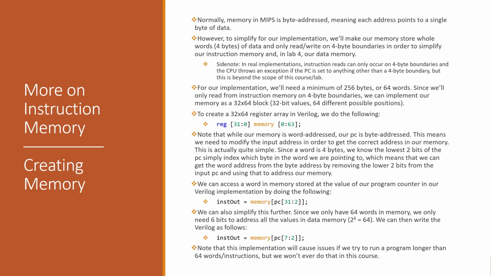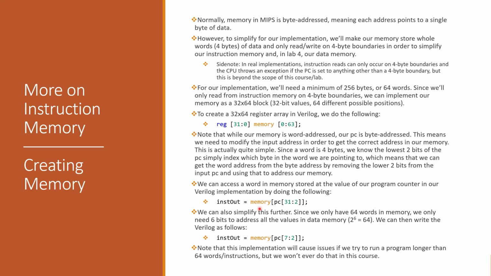All we need to do is take the value of PC and remove the lowest 2 bits from it. We can access a word in memory stored at the value of our program counter in our Verilog implementation by doing the following: instruction out equals memory at PC[31:2]. This here removes the last 2 bits from the program counter. Remember that program counter is defined as [31:0]. And then we use that to address our memory.